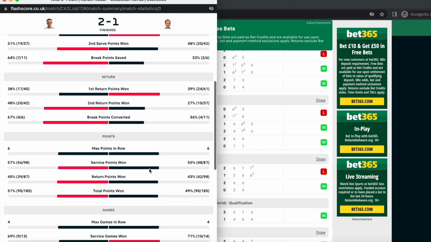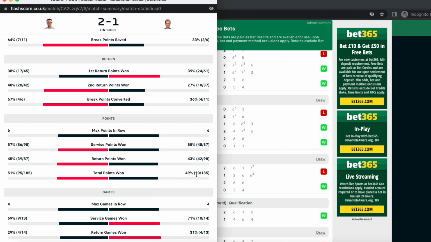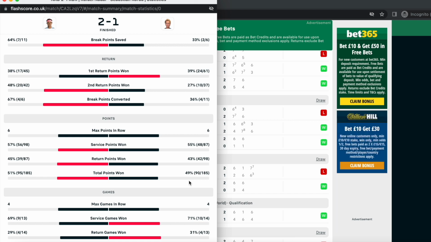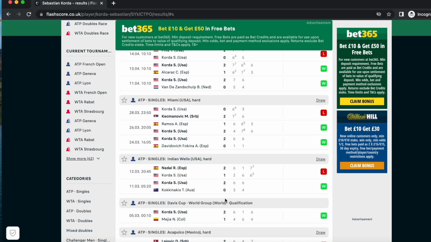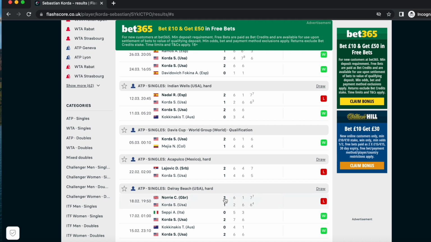Scroll down to total points won. So that's very interesting. Nadal has beaten him 2-1, but Korda has actually won 49% of the total points in that match. So although it was a loss from Korda, will it really go down as a loss in your trading analysis?